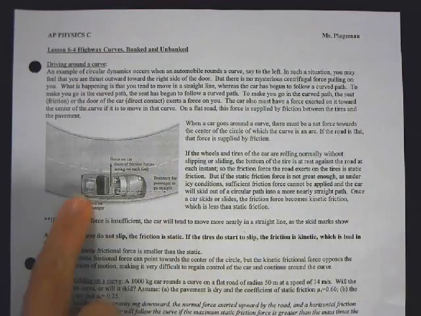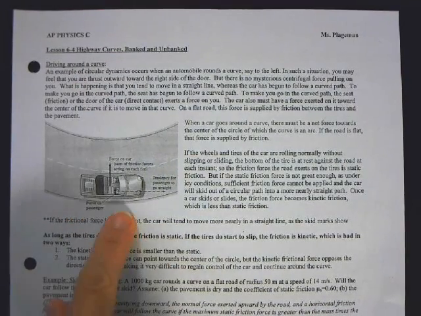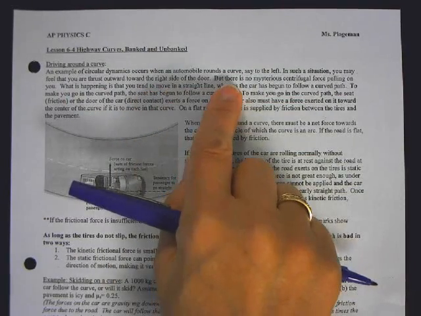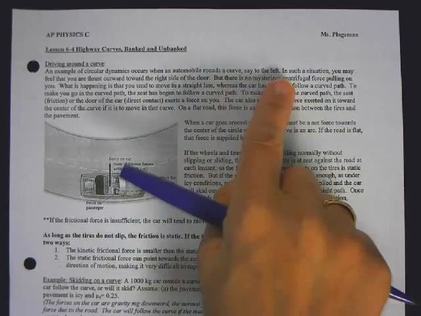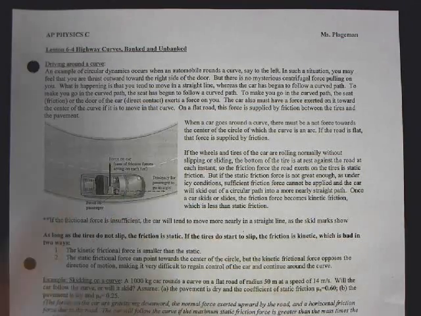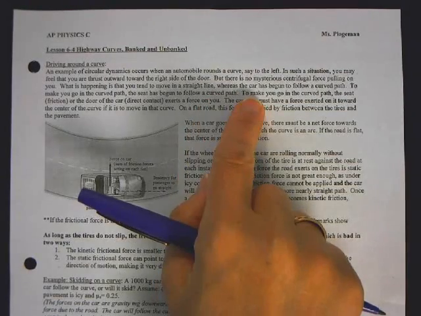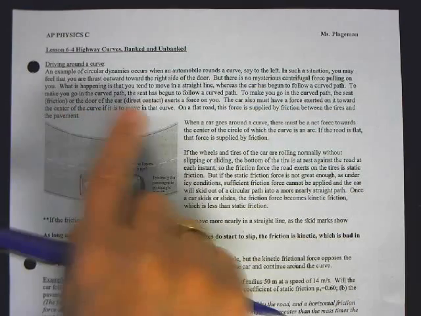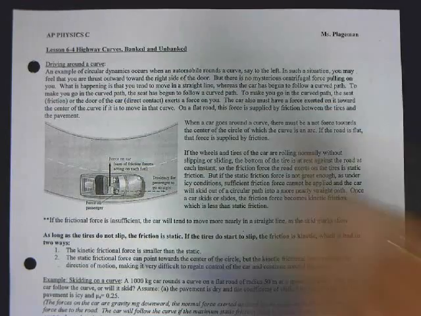So what happens is when we drive around a curve, and we see in the picture here, it says an example of circular dynamics occurs when an automobile rounds a curve. In this example, it says to the left. In such a situation, you may feel you are thrust outwards towards the right side of the car, but there is no mysterious centrifugal force pulling on you. What's happening is that you tend to move in a straight line, whereas the car has begun to follow a curved path. To make you go in the curved path, the seat has begun to follow the curved path.